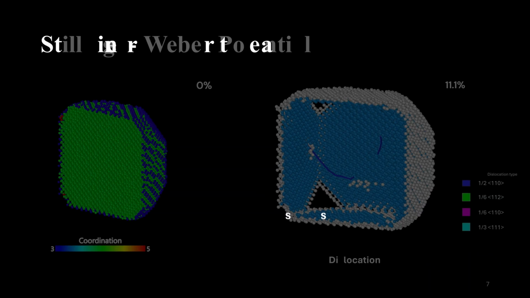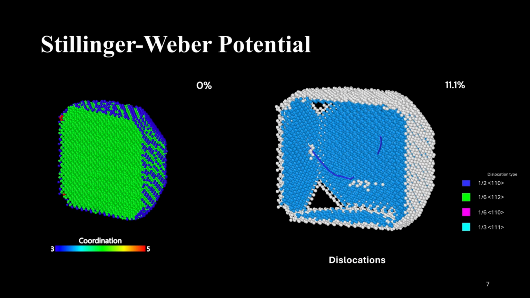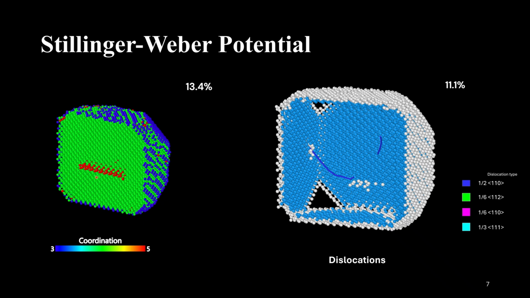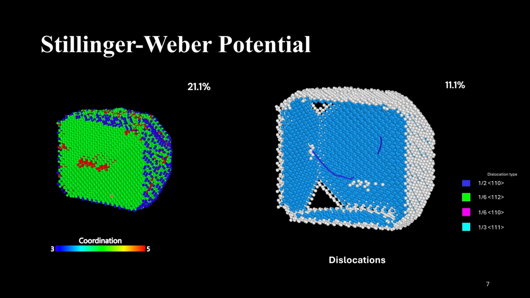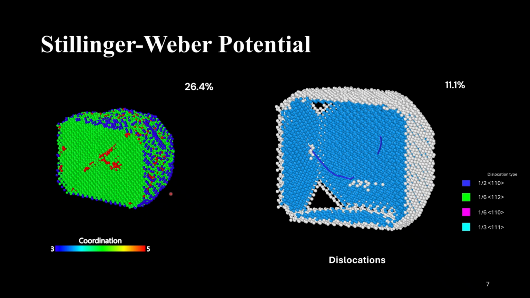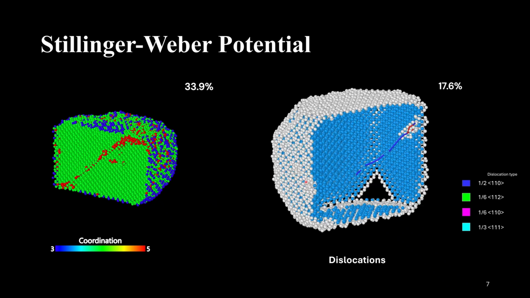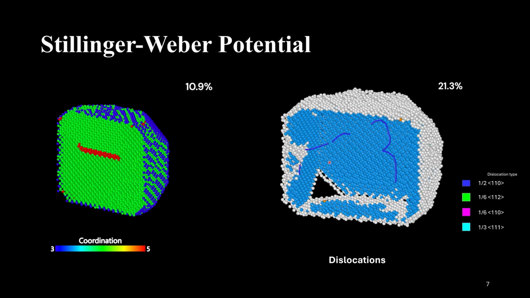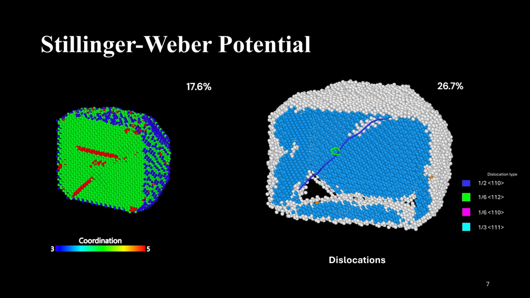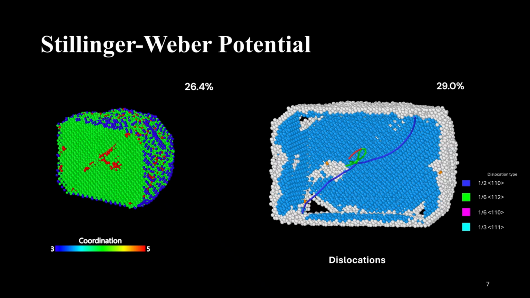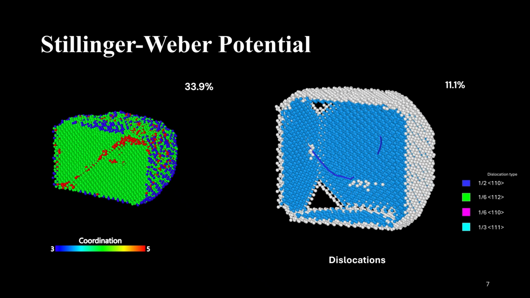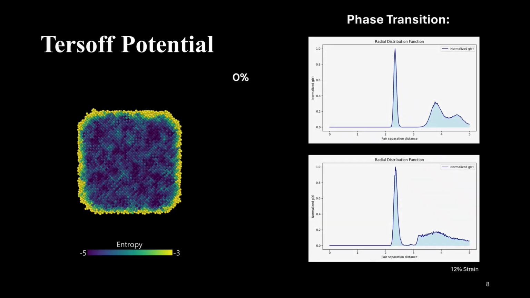Now, zooming in on the SW potential, we can see on the left here a coordination analysis along with a dislocation analysis on the right. And the coordination analysis is here to show that no phase transformation was captured, while dislocations were indeed captured. And this confirms that dislocation-driven plasticity is the dominant mechanism shown. However, Tersoff shows the opposite.